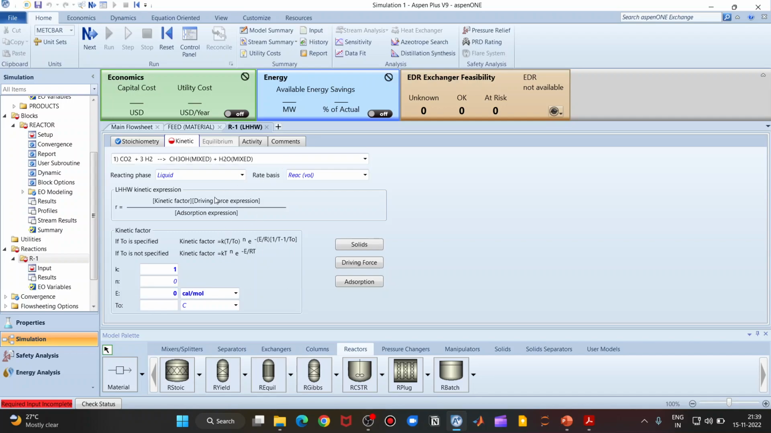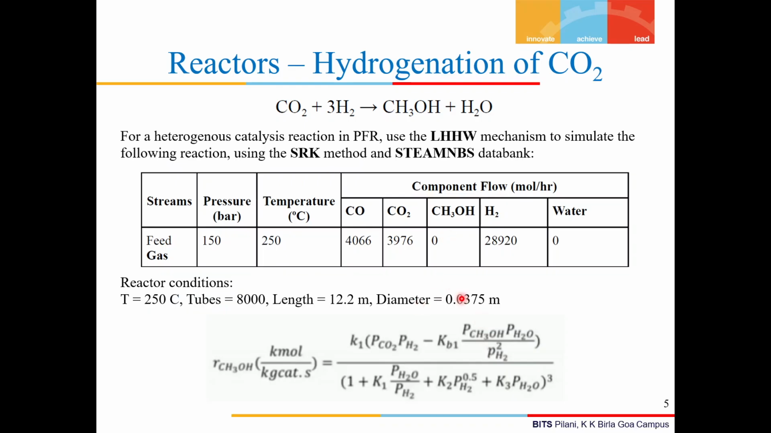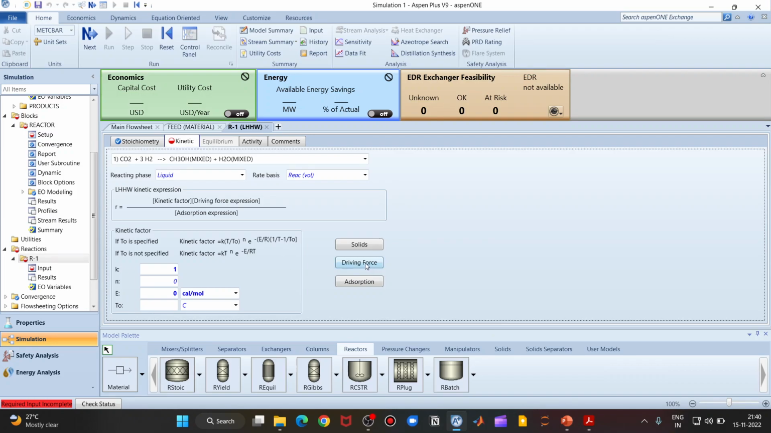And now let's come to the driving force expression. In the driving force expression in Aspen, it comes like term 1 subtracted by term 2. As the name suggests, it is a driving force, which means it should be a difference of some quantity. So in this case, this term is term 1 multiplied with K1, and this term is term 2 multiplied with K1. Okay. So let's click on this driving force.